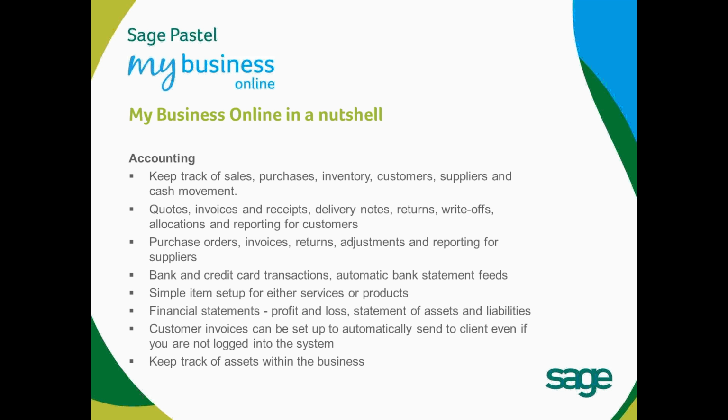Note, if you are moving from another system, you are able to export the customer, supplier, item, and asset master file. This means the basic information such as the customer's name, address, postal address, contact details, and so forth. All that information, and also opening balances, can be exported from the current system and then imported into My Business Online.